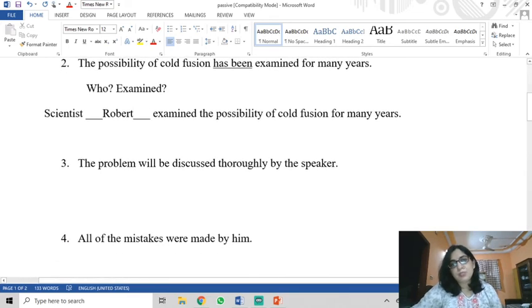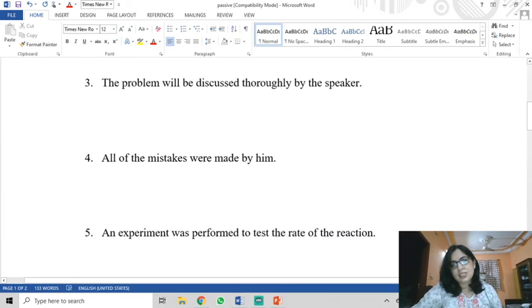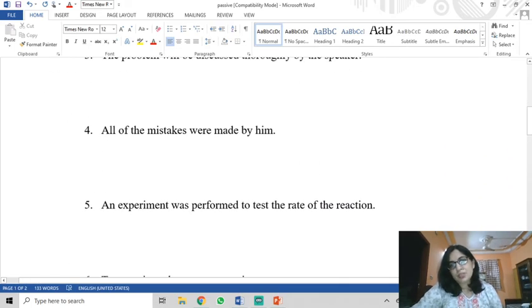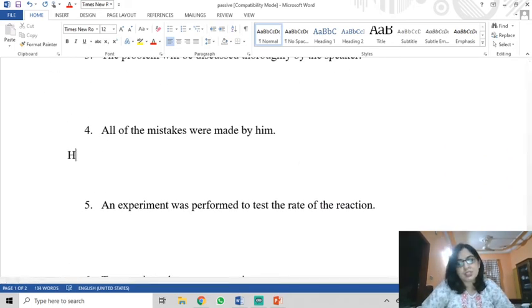So the problem will be discussed thoroughly by the speaker. The speaker thoroughly discussed the problem. This is easy. All of the mistakes were made by him. So he did all the mistakes. This is easy.